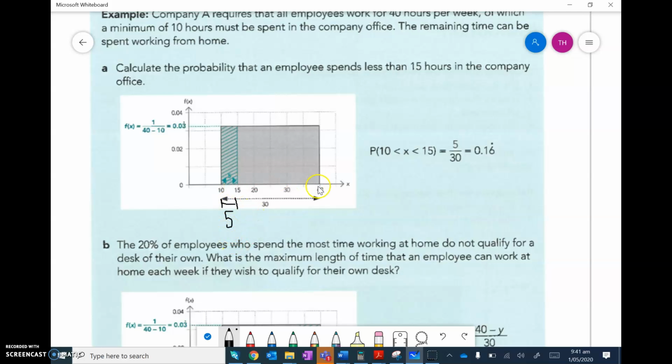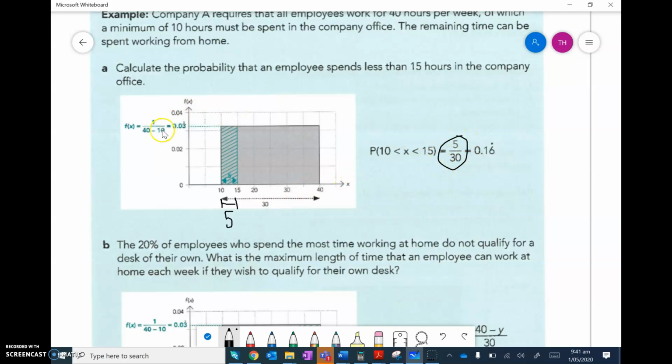And my total distance can be between 10 and 40. So that's what they've done here, 30. Don't need to do it again. So there's 30 here, so it's 5 out of 30. So the probability they spend less than 15 hours is 5 out of 30.